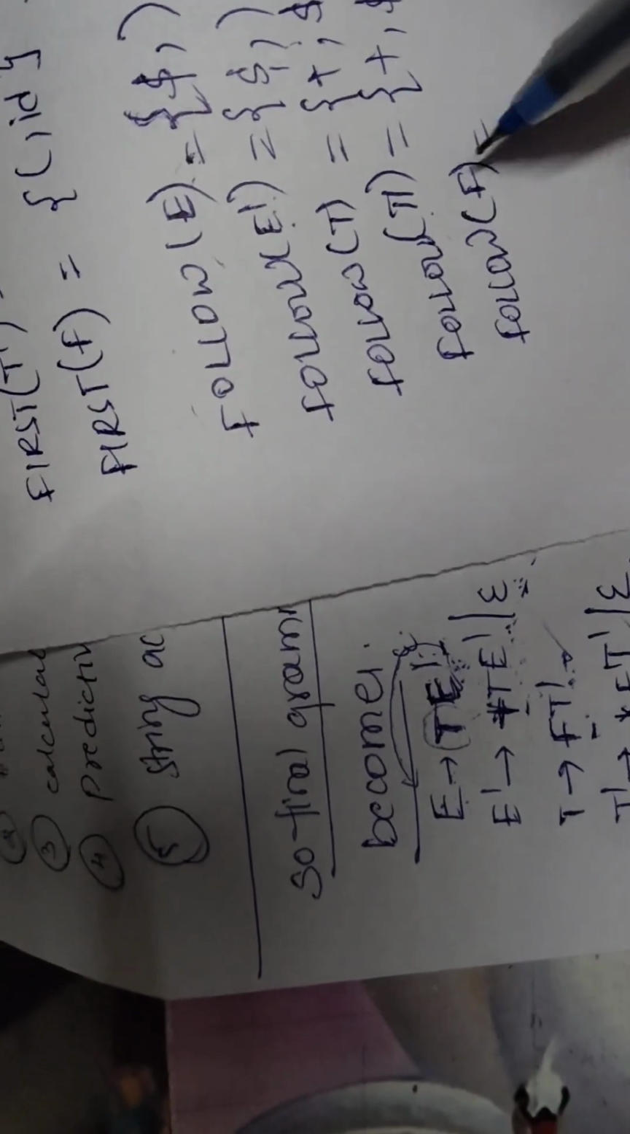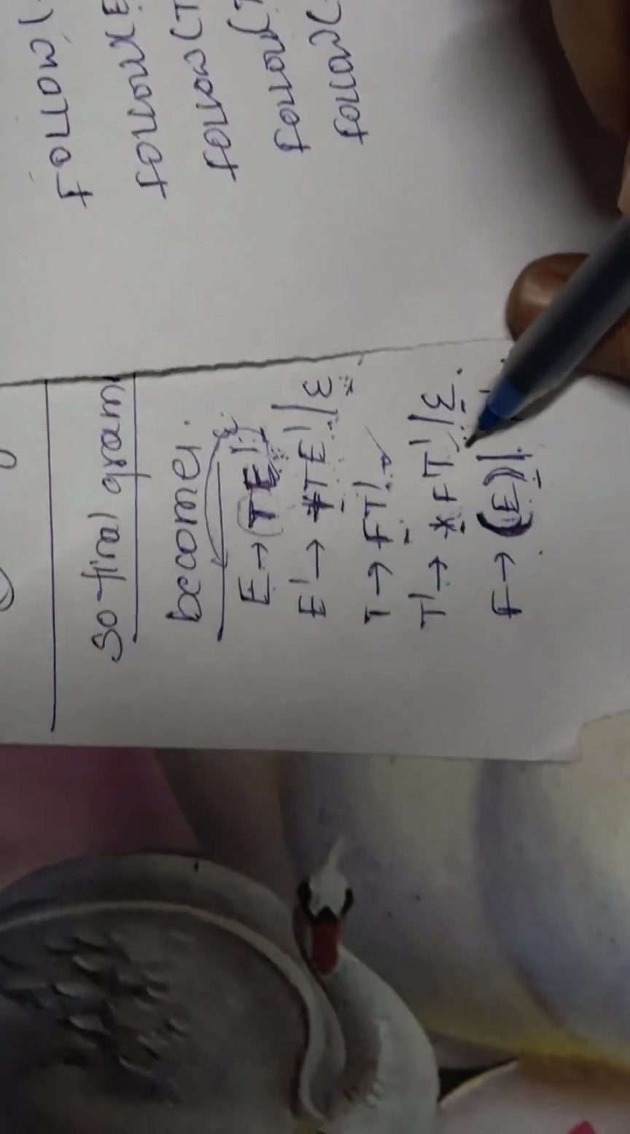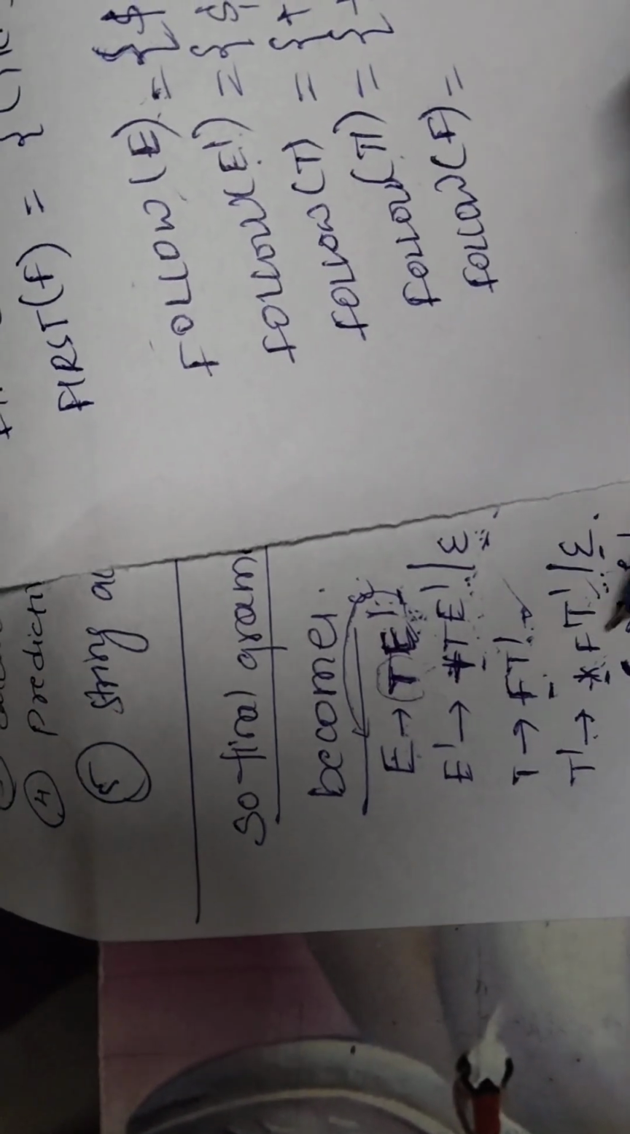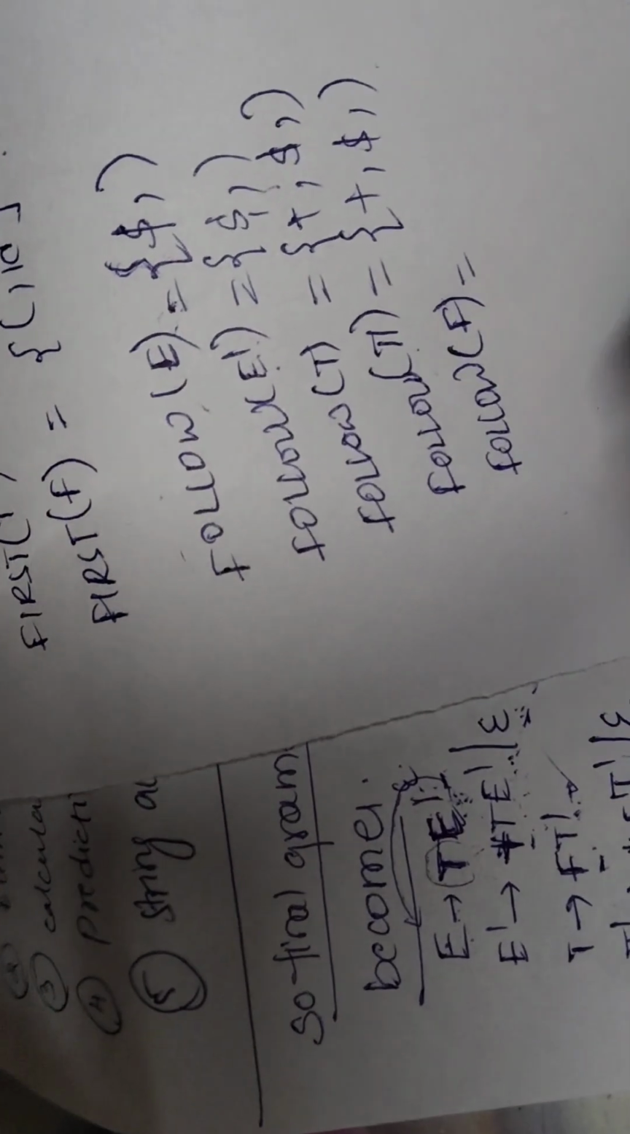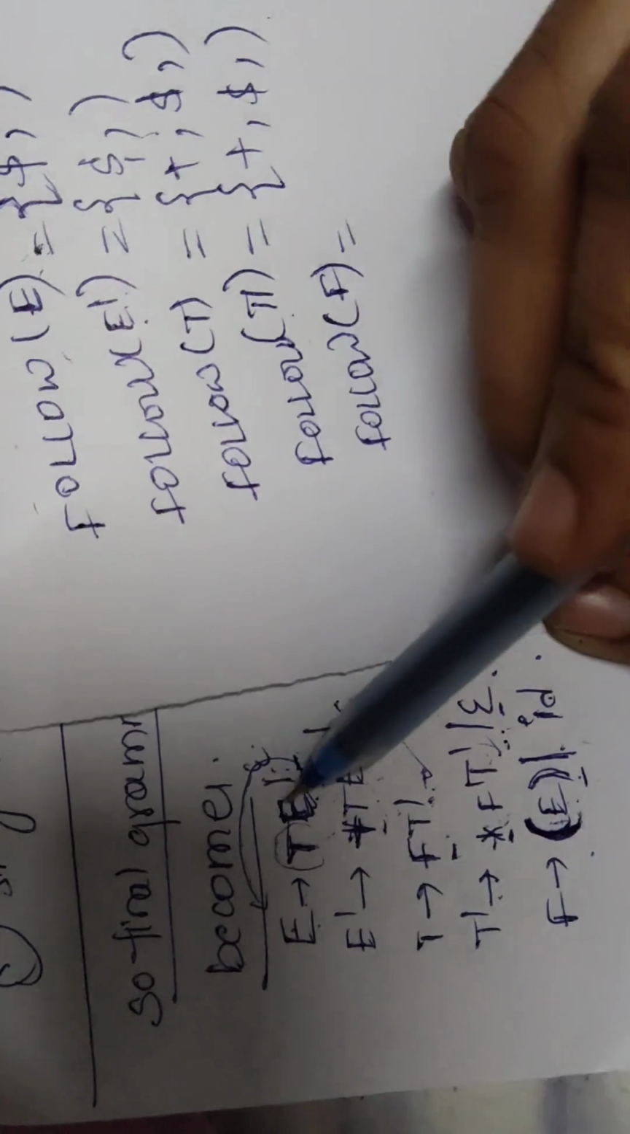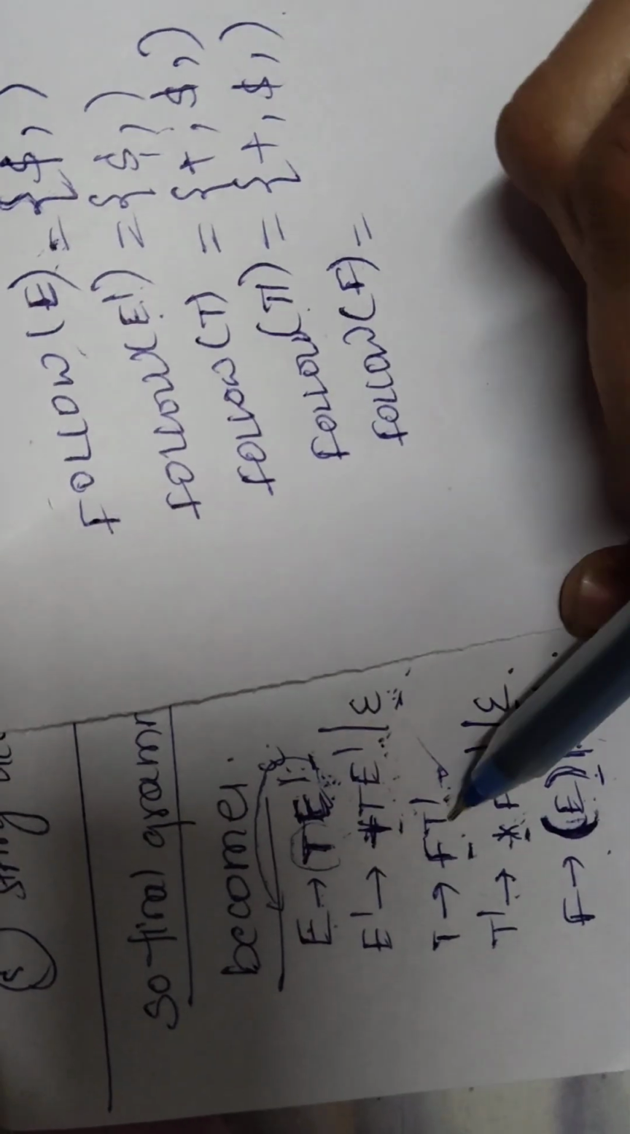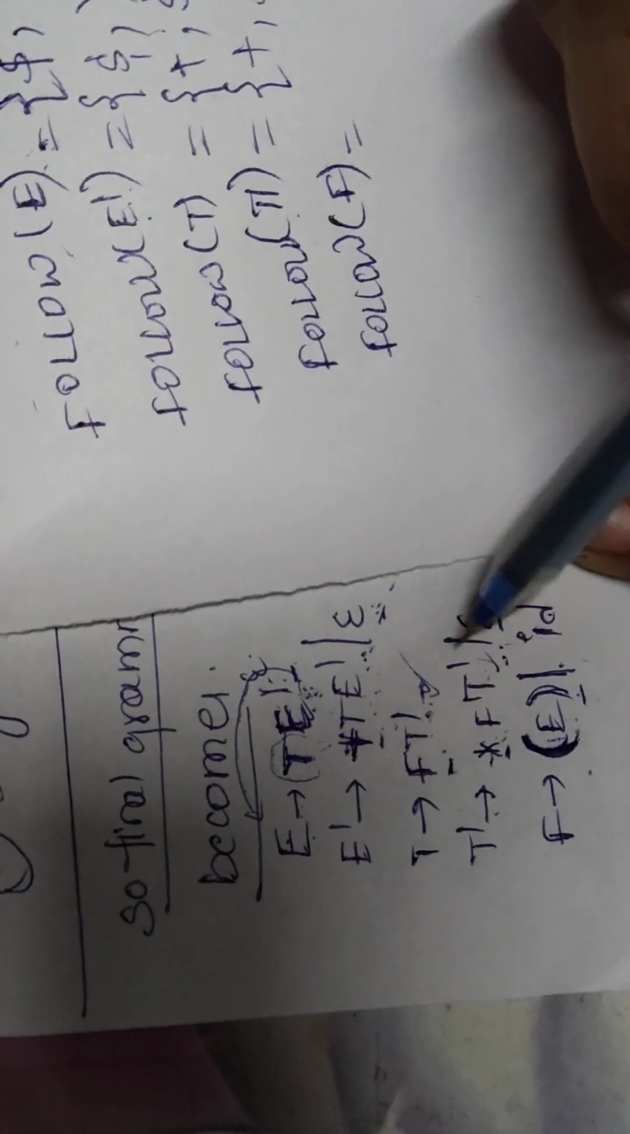We don't have any other. So next, follow of T dash. Where do we have T dash? Here and here. So what is the follow of T dash? Follow of T dash is nothing there, right? So it becomes follow of T. What are the follow of T? Plus, dollar and close parenthesis.